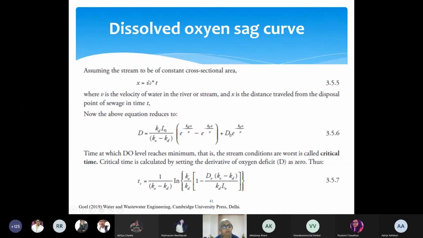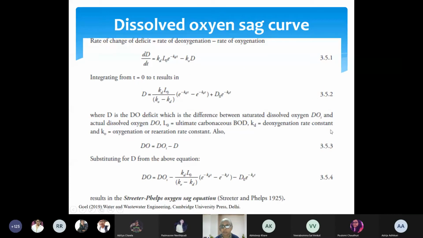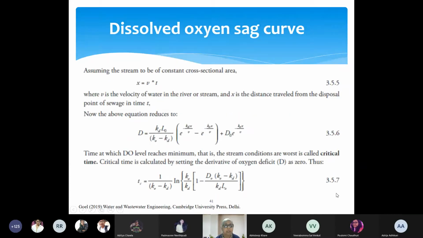This above equation, the one that we derived over here, 3.5.4, will get modified. You can write it in terms of distance and velocity. Now, distance is measurable easily, and so is the flow velocity of water in the river. So these parameters are easily measured. They can be plugged into that equation, and you get the new equation.